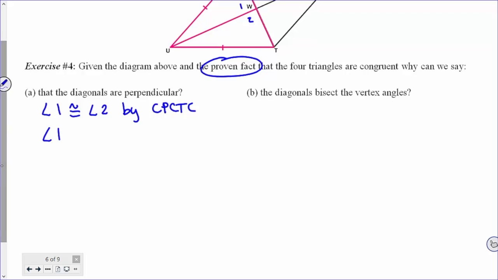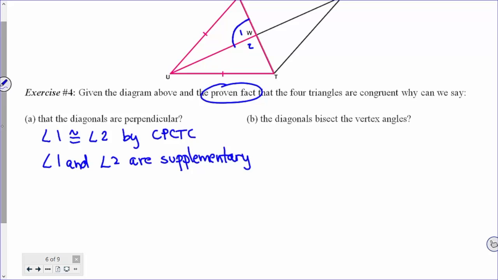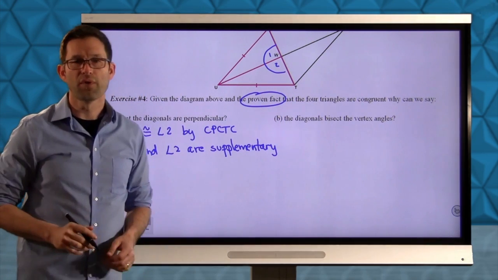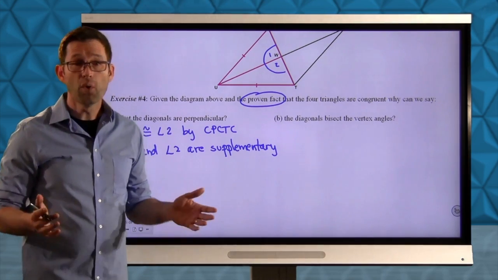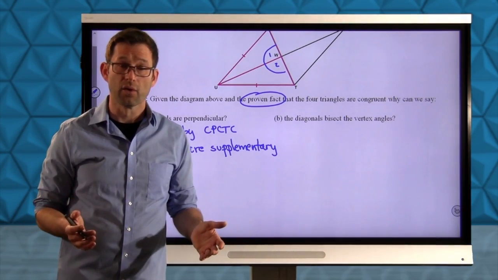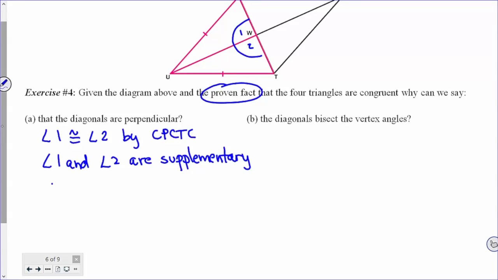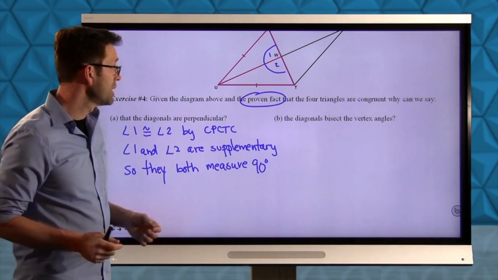So angle 1 and angle 2 are supplementary, right? They add up to 180, because this is a straight angle, but that means they both have to be 90 degrees. I don't need them both to be 90 degrees, but I certainly need one of them to be 90 degrees in order to have that perpendicularity. So they both measure 90 degrees. That's it.